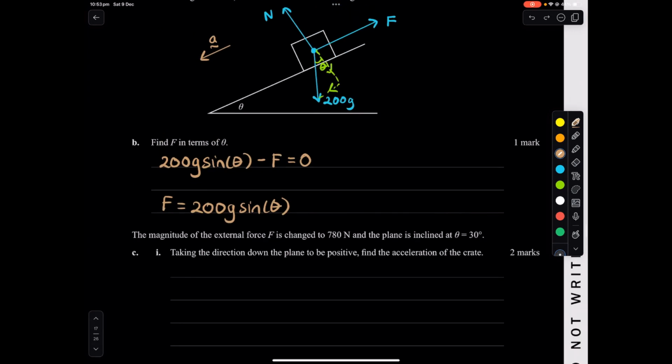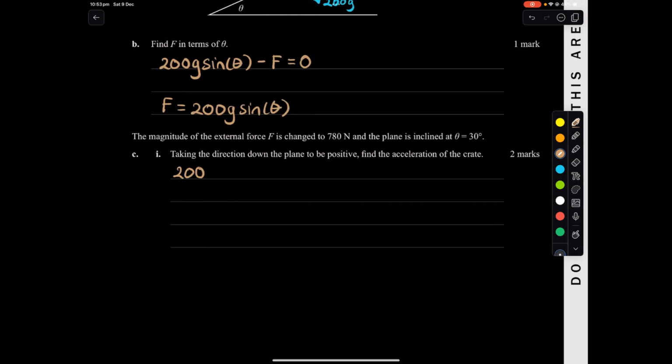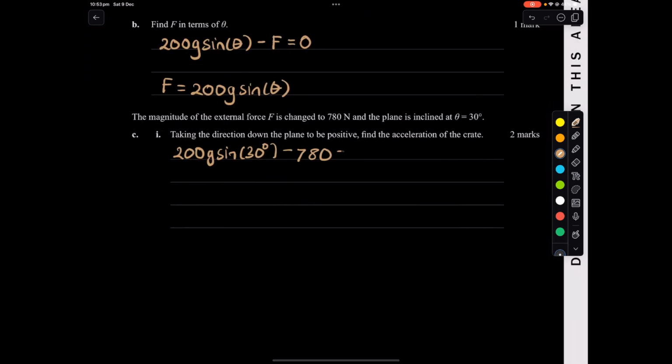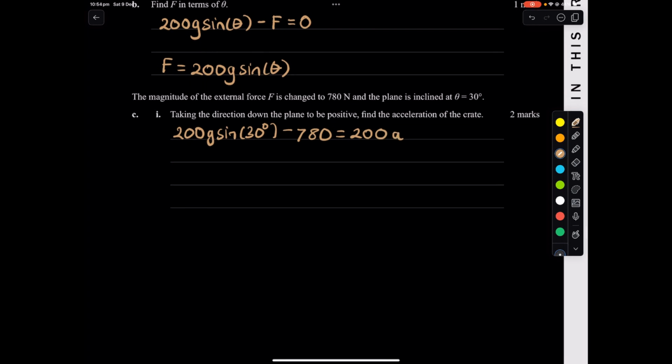Same thing, so it's going to be 200g sine, and because we know theta is 30, we put 30, minus your F, which in this case is 780, equals your mass times your acceleration. And we want to find that acceleration. So this would be 200g sine 30, which is just sine pi over 6, which is a half. So we can write it as 100g minus 780 equals 200a.